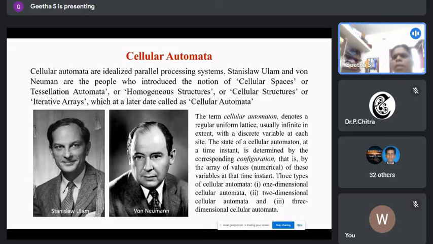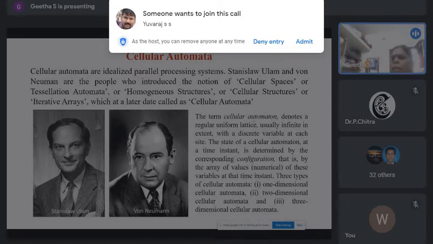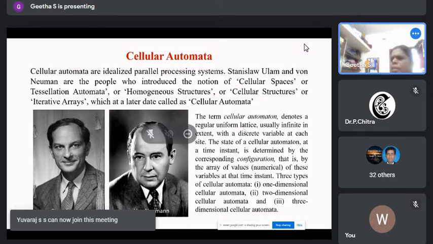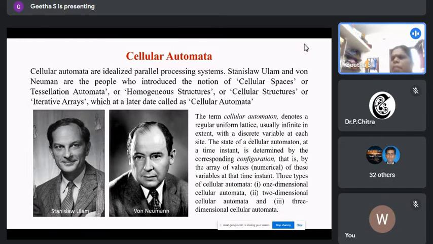Who invented it? Stan Ulam and von Neumann invented cellular automata. What do we mean by a cellular automaton? It denotes a regular uniform lattice, infinite in extent. This is the definition of a cellular automaton: a discrete variable at each site. The state of a cellular automaton at a given time is determined by its configuration, the array of values of these variables at that time.